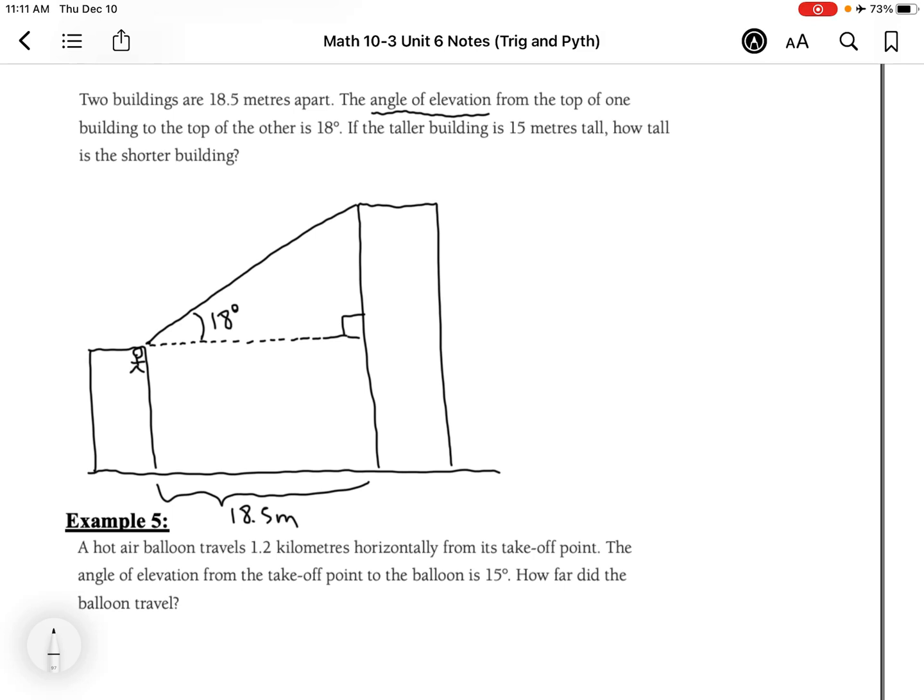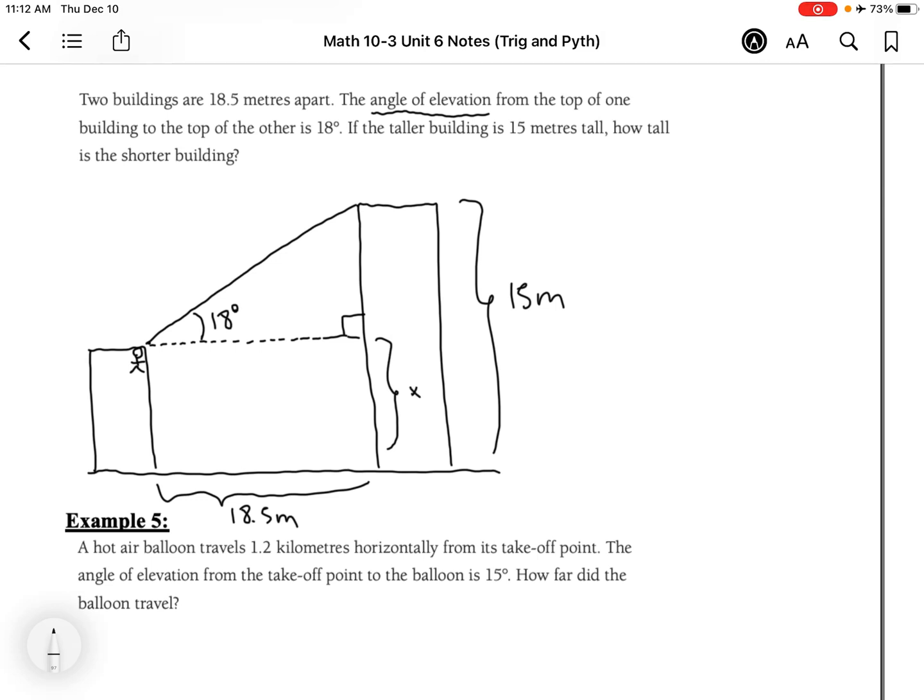Okay, so that's one thing we know. We also know that the taller building is 15 meters tall. So this over here is 15 meters. Okay, how tall is the shorter building? So what we're really trying to find here is this piece.